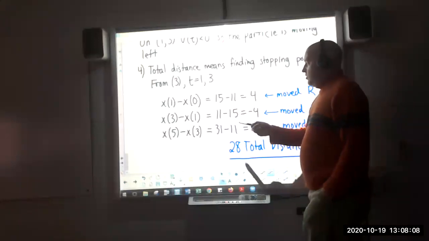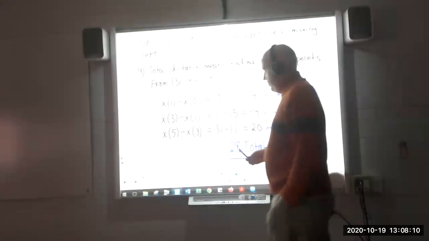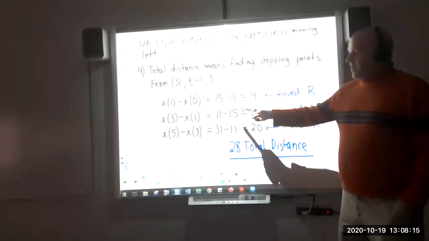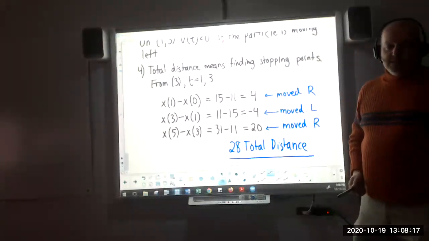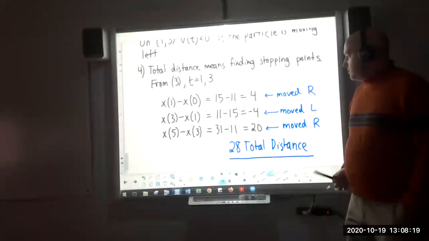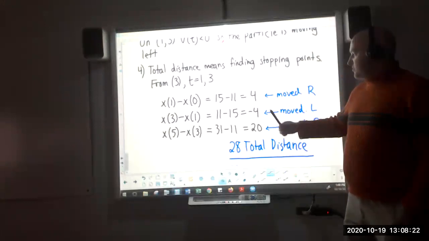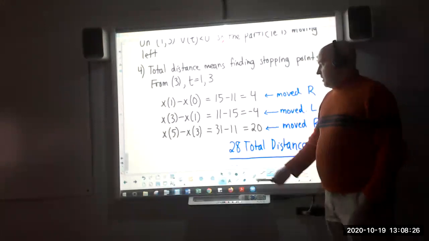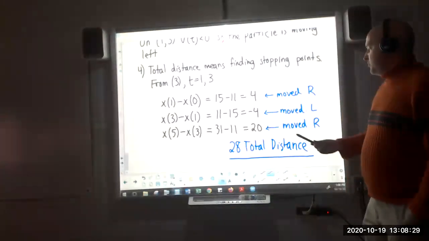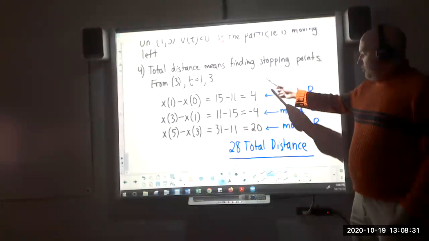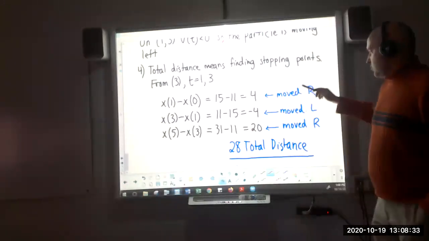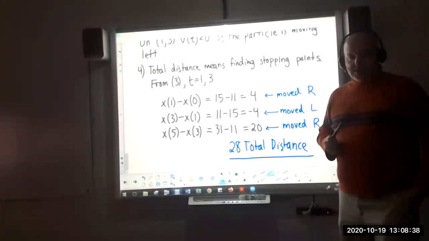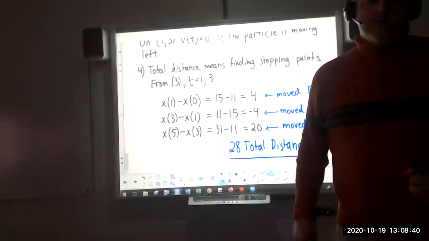Then I said, okay, from 1 to 3, what's going on? Well, when I'm at 1, like I said, I was already at 15. At 3, I get back to 11. So I've moved left 4, which matches my negative velocity. And then from 3 to 5, I've moved right 20. So if I add all of those together, I have a distance right of 4, a distance left of 4, a distance right of 20, and I get a total distance of 28.